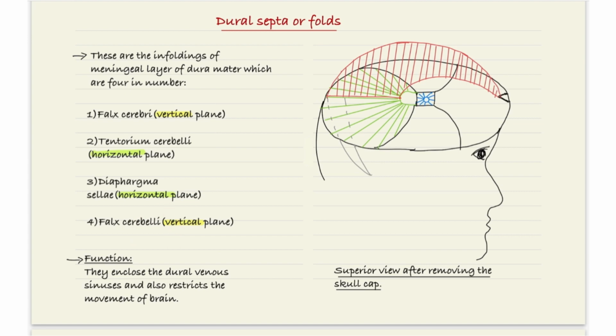Okay, now we will try to understand this diagram. This view we can imagine when we remove the skull cap or the vault of the skull. So this is the anterior part, this is the posterior part, this part is the right side, and this part is the left side. Try to imagine it in 3D. So the red one is the falx cerebri, which lies in the vertical plane. The green one is the tentorium cerebelli.